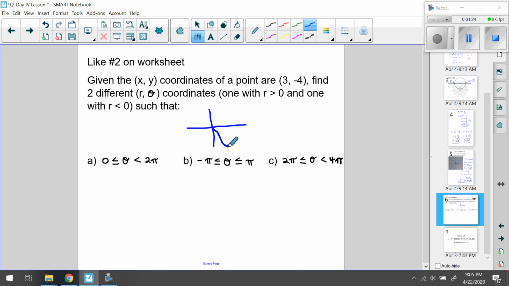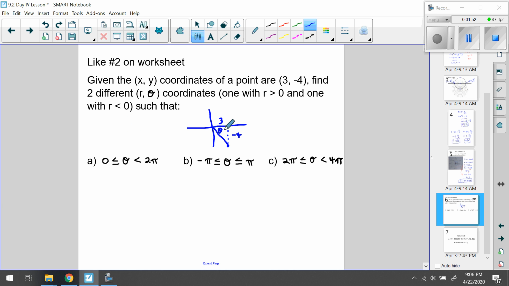And that sketch just kind of helps keep us oriented, and it should help us answer the rest of the question if we know which quadrant we're in or which quadrant we're trying to get to or whatnot. So I'm going to put a 3 here along x, -4, and so our theta is right here. Okay, so we could use that picture to help us find r first.